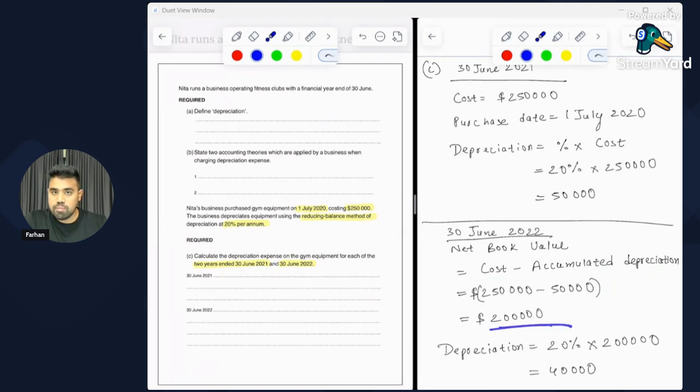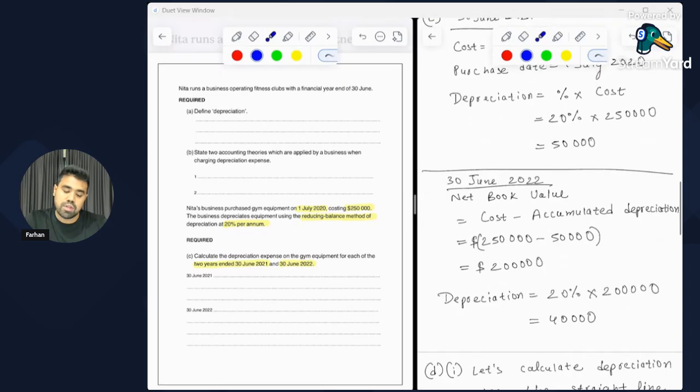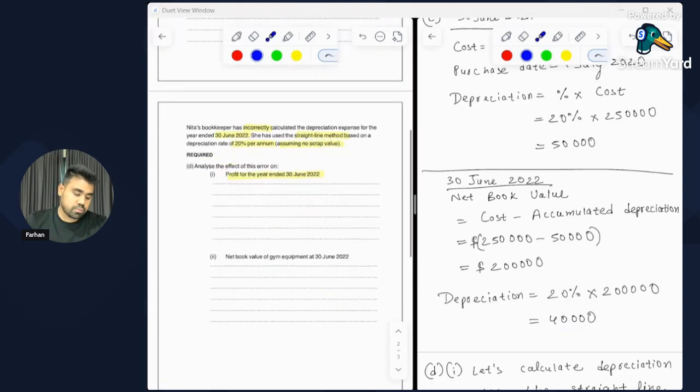Once we have found the net book value, you can find the depreciation, which is simply multiplying the percentage of 20 on the net book value. Then you get $40,000 as the depreciation for the year ended 30 June 2022. Make sense? All right, let's move to the next question.